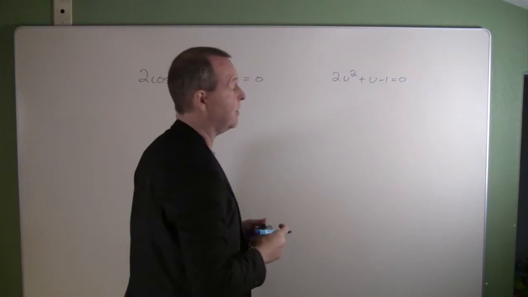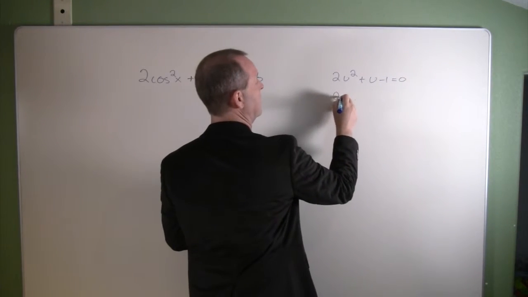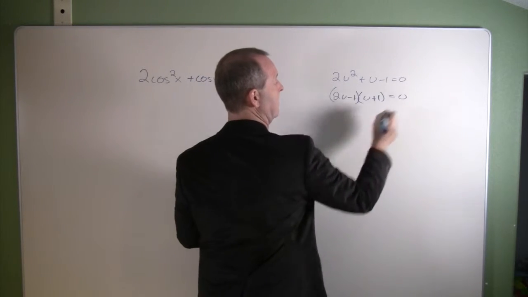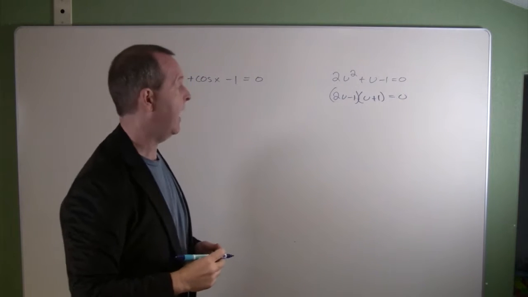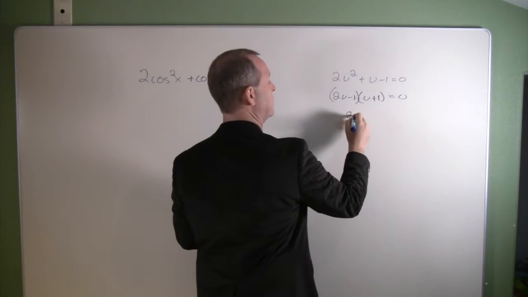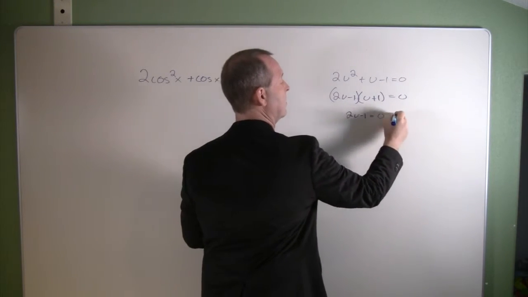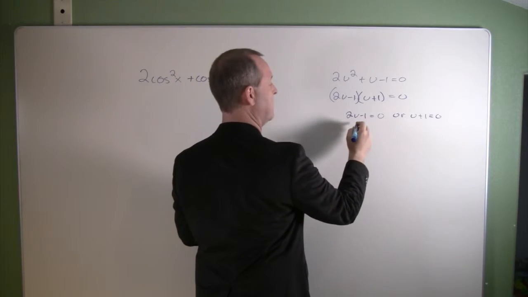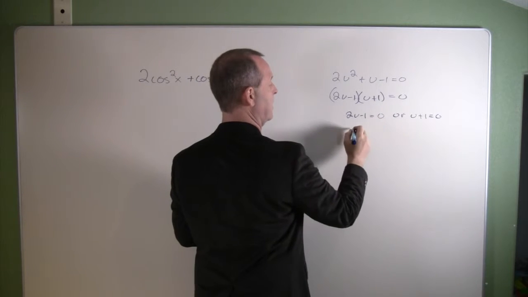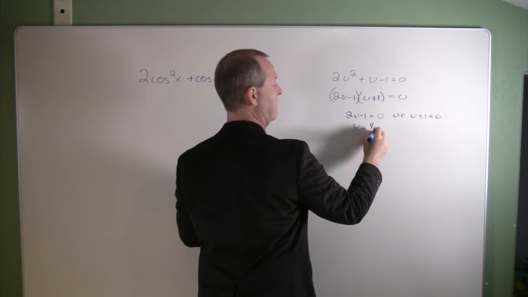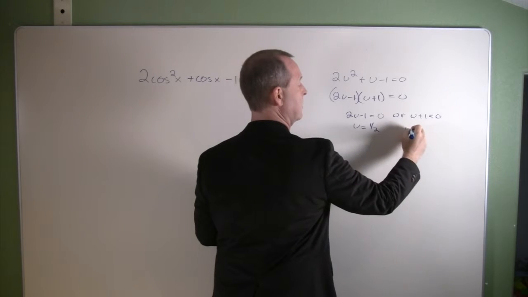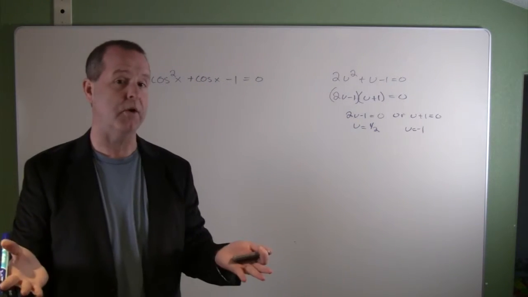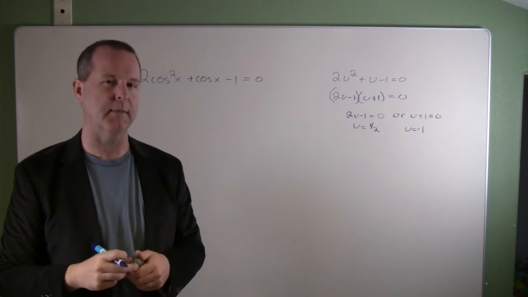Would you know that that factors down to 2u minus 1 times u plus 1 equals 0? And then we know that either 2u minus 1 equals 0 or u plus 1 equals 0. And so u equals 1/2, or u equals -1. Would you know how to do that? Is that kind of jarring some of the rust off?